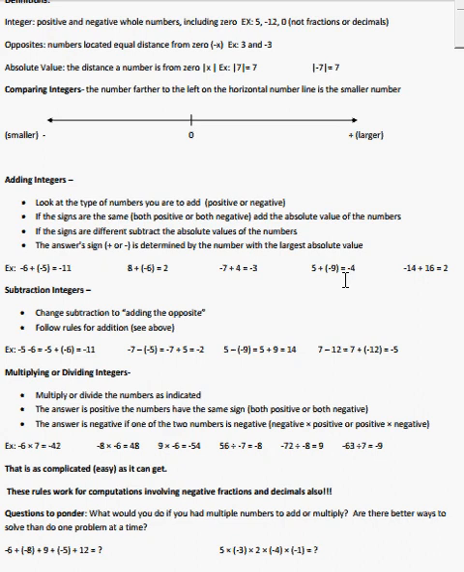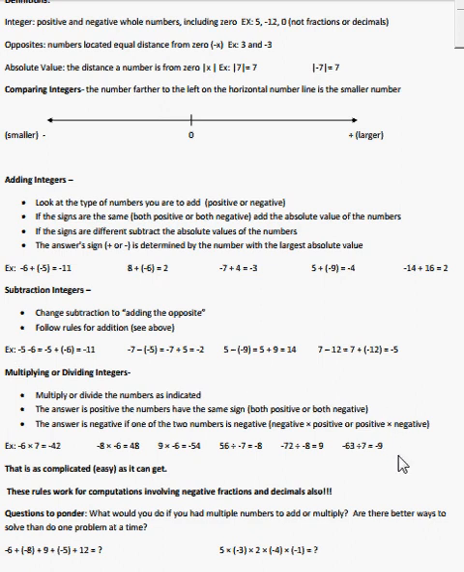When we subtract integers, we look at subtraction as a negative number. For example, -5 minus 6. I owe 5 and I owe 6, therefore I'm going to owe 11.